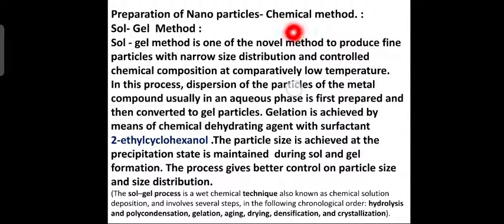Now, how do we prepare nanoparticles by chemical method? The sol gel method is one of the chemical methods to prepare nanoparticles. The sol gel method is one of the novel methods to produce fine particles with narrow size distribution and controlled chemical composition at comparatively low temperature.